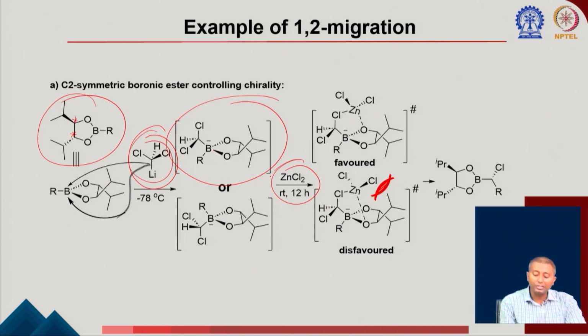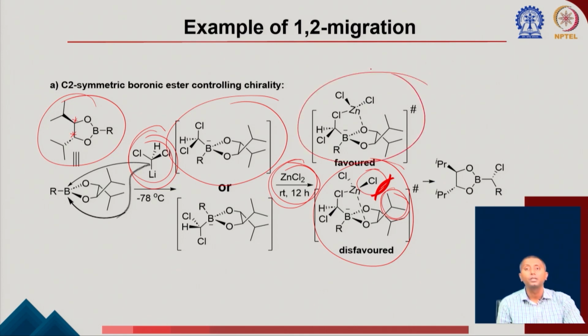Now if you treat with zinc chloride at room temperature, you can see there are two different transition states that can happen. In one case, if you have an isopropyl group here, it can interact with the chlorine as well. This type of interaction differentiates between the two transition states. That allows the reaction to go through this particular transition state to get the corresponding alpha-halo boronic ester with very good yield and very good ee.